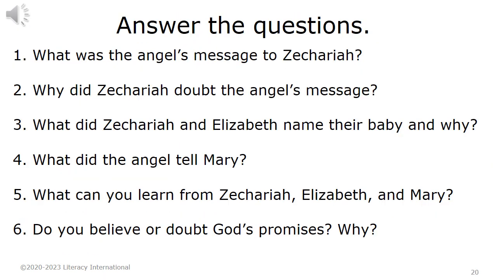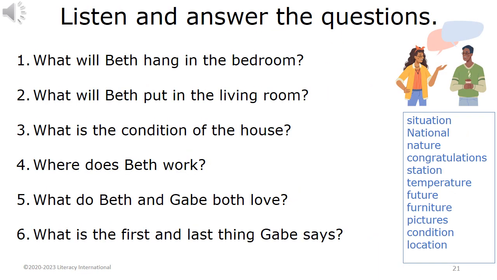Answer the questions. 1. What was the angel's message to Zechariah? 2. Why did Zechariah doubt the angel's message? 3. What did Zechariah and Elizabeth name their baby and why? 4. What did the angel tell Mary? 5. What can you learn from Zechariah, Elizabeth, and Mary? 6. Do you believe or doubt God's promises? Why?